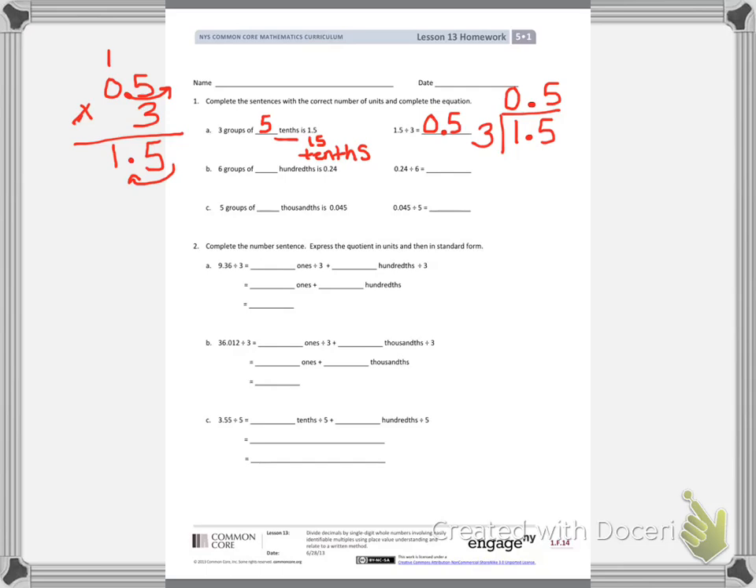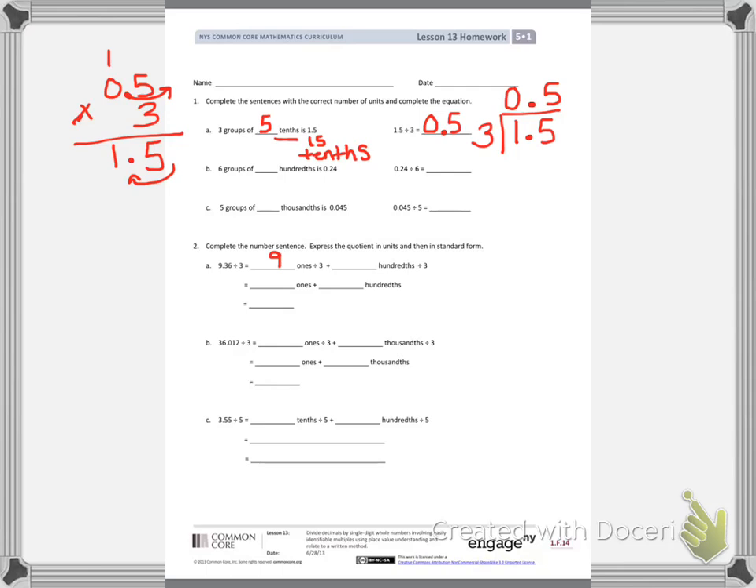Skipping on down to problem number 2 now, the directions state, complete the number sentence. Express the quotient in units and then in standard form. So I'm going to look at A. It says 9 and 36 hundredths divided by 3. We just want to look at the ones place. So we're going to look at the 9 and the 3, and in the ones place we have 9 ones, and we're going to divide it by 3.